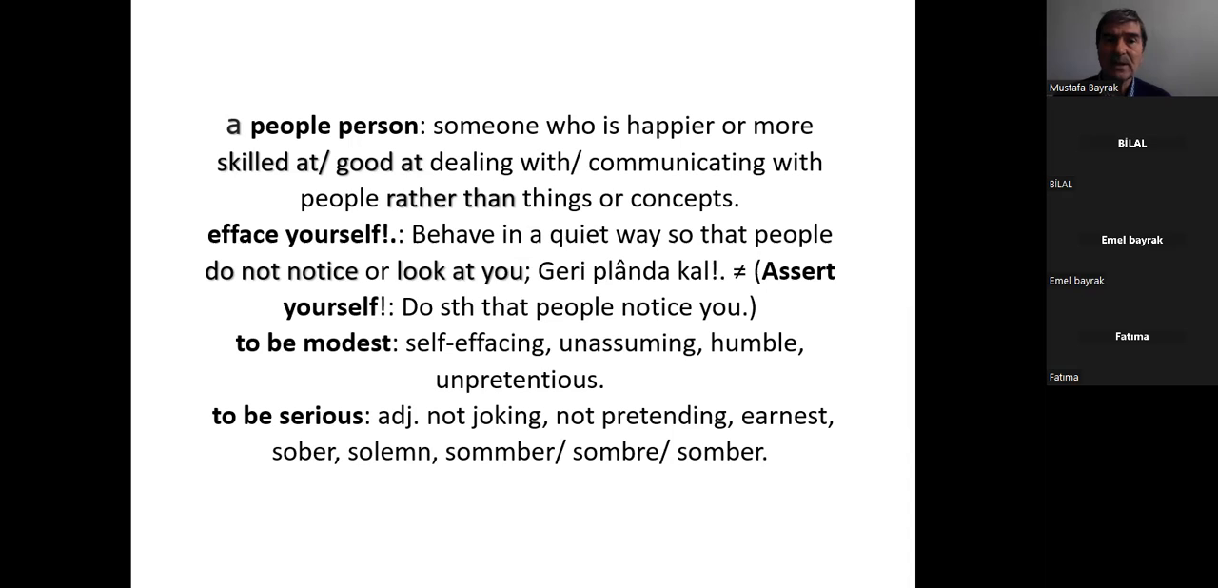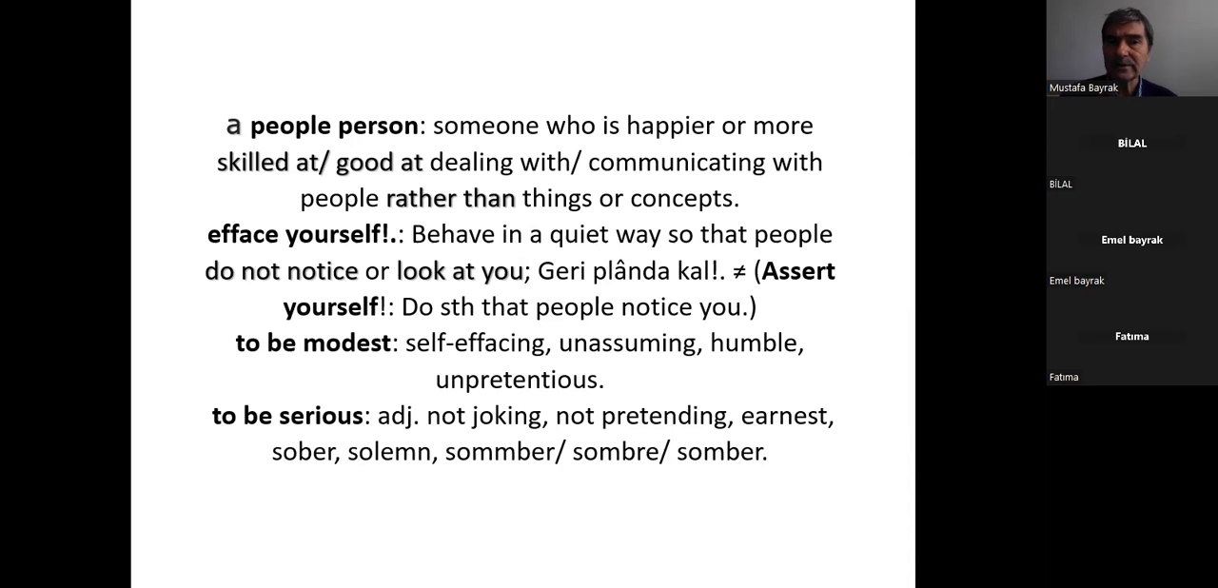Efface yourself means behave in a quiet way so that people do not notice or look at you. Yes. The opposite of it, assert yourself. Okay? Don't efface yourself. Now it's time to assert yourself. Assert yourself means do something useful and people notice you. Okay. Do something that people notice you.